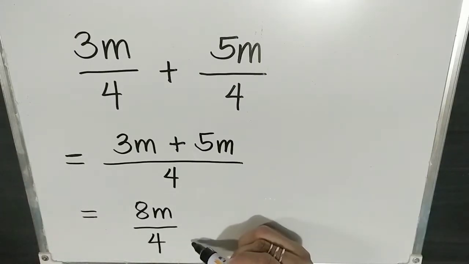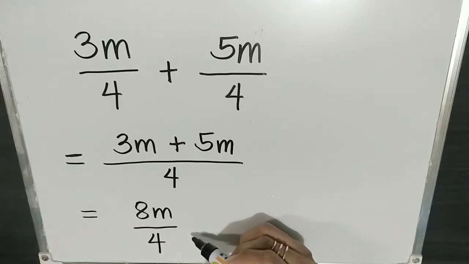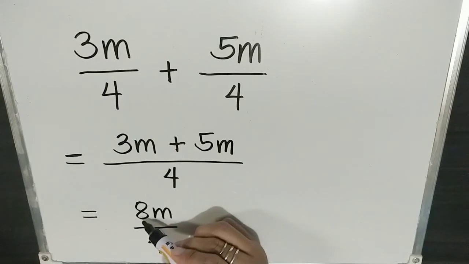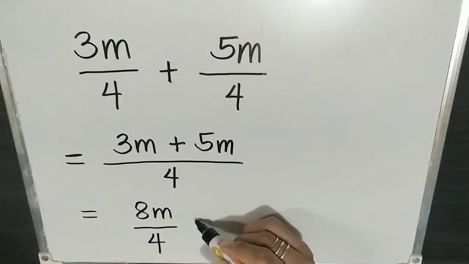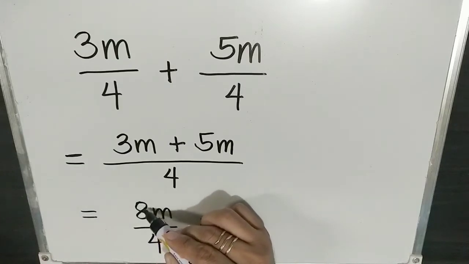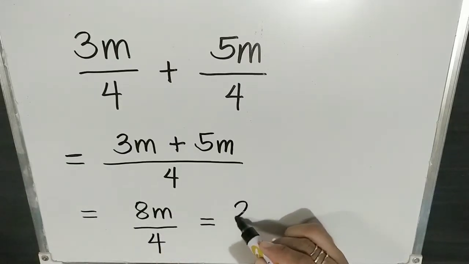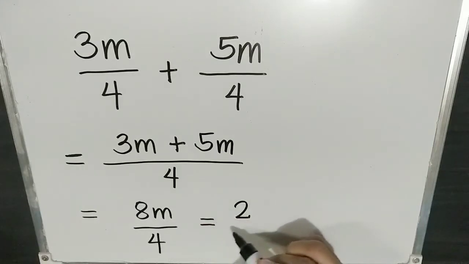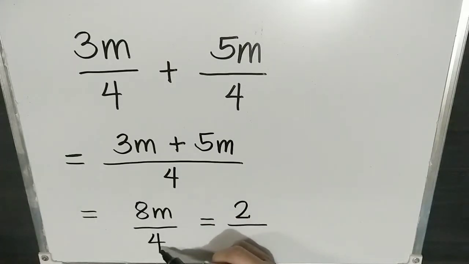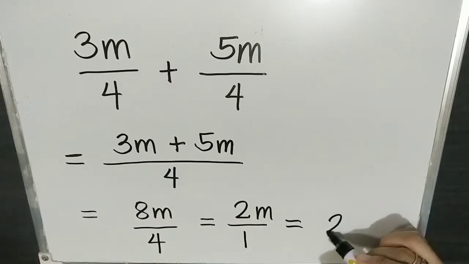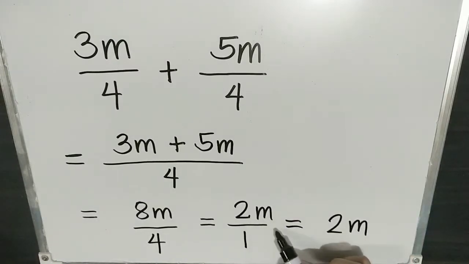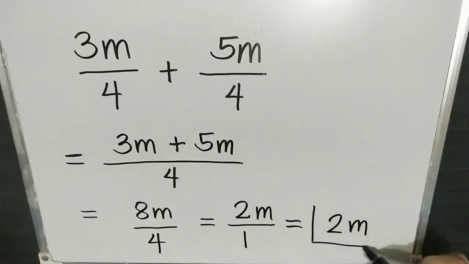In this rational algebraic expression, we can still simplify this one. As you can see, we can simplify 8 and 4. That is by dividing these numbers by the greatest common factor, and that is 4. So we will divide 8 by 4, the greatest common factor, that is 2. Then in the denominator, we have 4 divided by 4, the greatest common factor, 1. Then just copy m. Then let's simplify. We have 2m because 2m divided by 1 is 2m. So this is now the sum in simplest form.